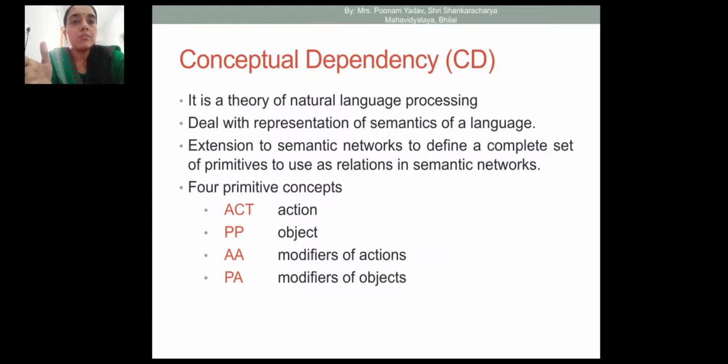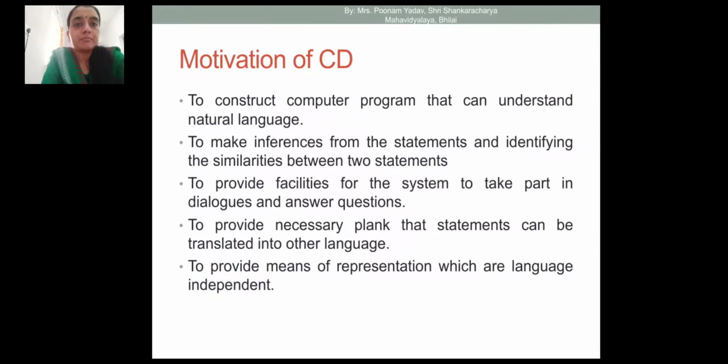And now conceptual dependency. This is a theory of natural language processing. It is used for natural language processing and it deals with the semantics of the language. It is an extension of semantic networks to define a complete set of primitives to use as relations in semantic networks. Here the primitives are ACT for action, PP for object, AA for modifier of action and PA for modifier of object.